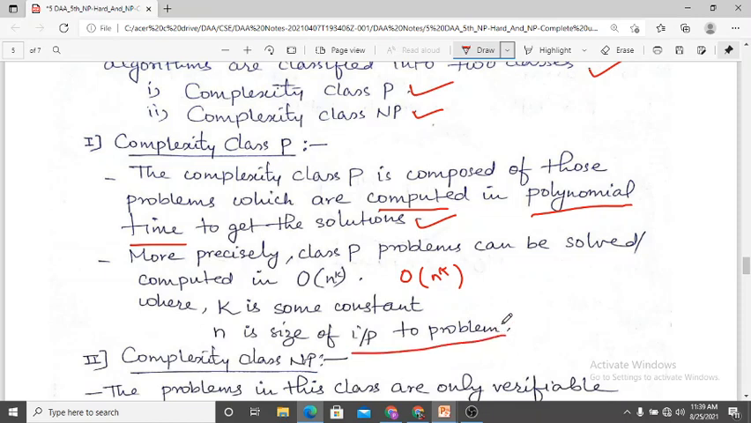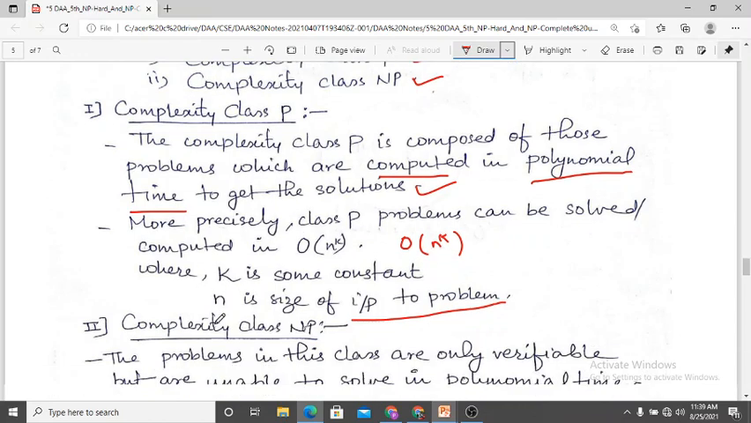What is complexity class P, polynomial? That is, it should be computed in polynomial time to get the solution, and more precisely, a class P problem can be solved, computed, in order of n power k.